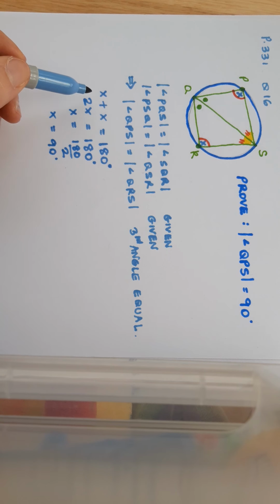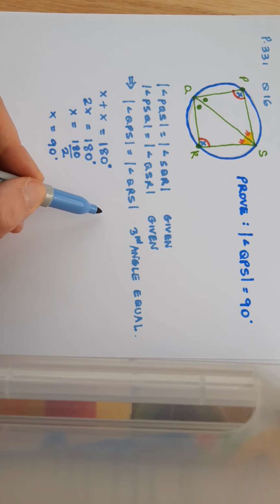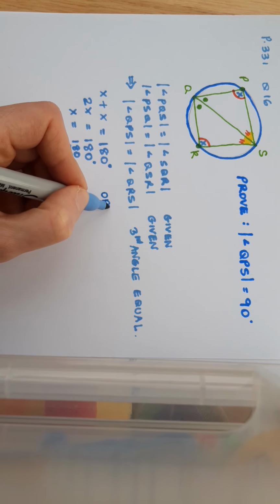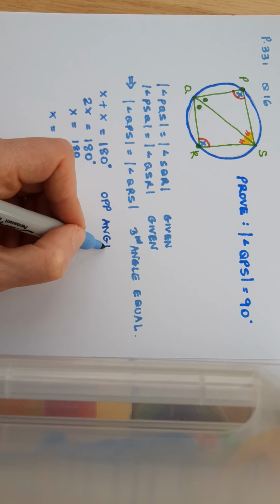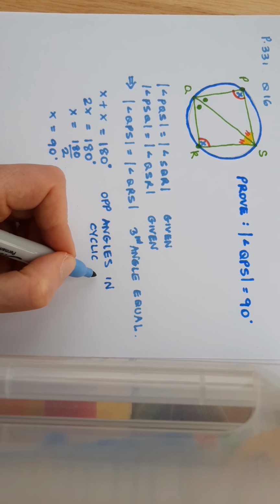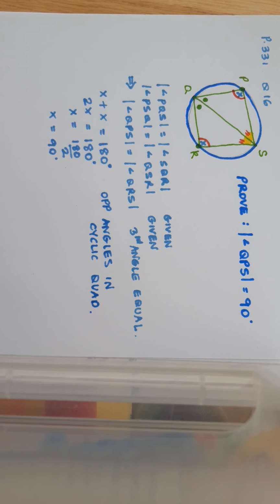Sorry, can I just go back there for a second and again give a reason? I've made the statement, I haven't backed it up. So X plus X equals 180. What reason should I give, do you think? Okay, so opposite angles in a cyclic quadrilateral. I'll abbreviate there to cyclic quad.